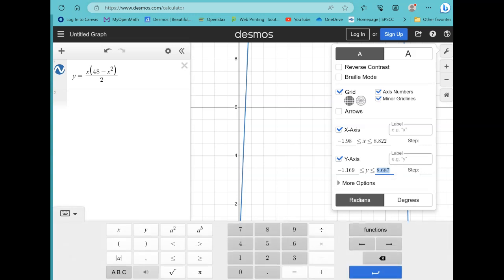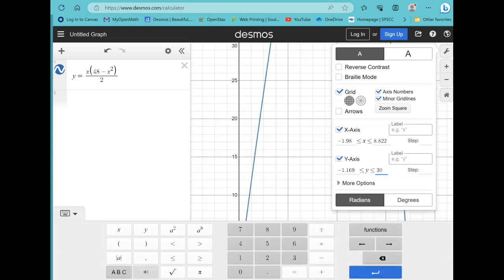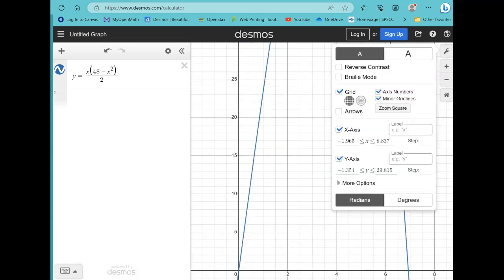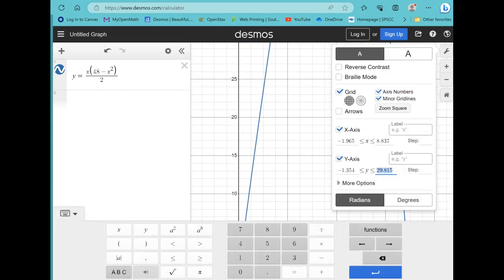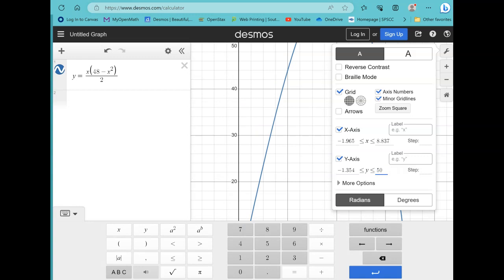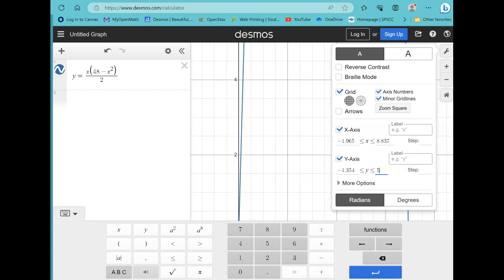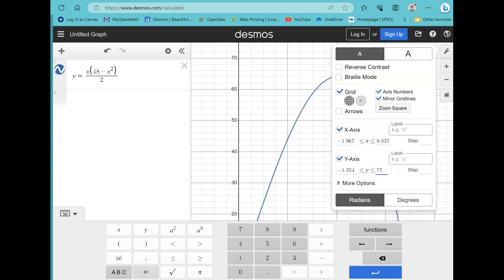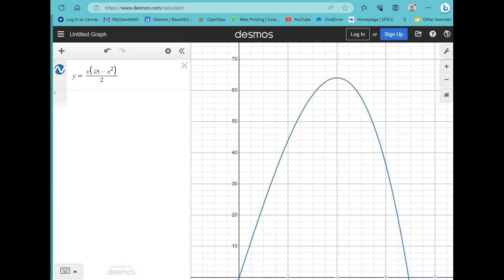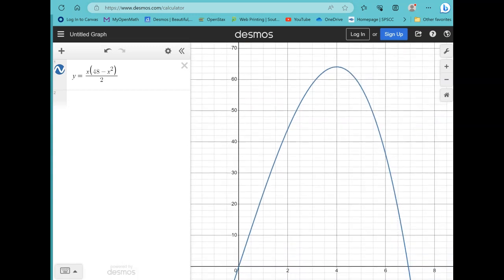That's at 8. It looks like I need to go quite a bit further. Let's try 30. That's still looking like I didn't catch the top, so maybe 50. Still not looking like I quite caught it, but closer. 75. There we go. Okay, so there it is. I can actually see the maximum, and we can click to get a more precise answer. It's 64. Quite a nice answer we actually got there.